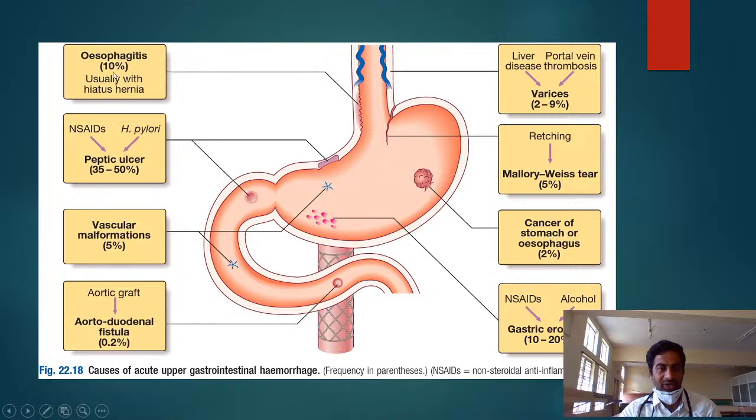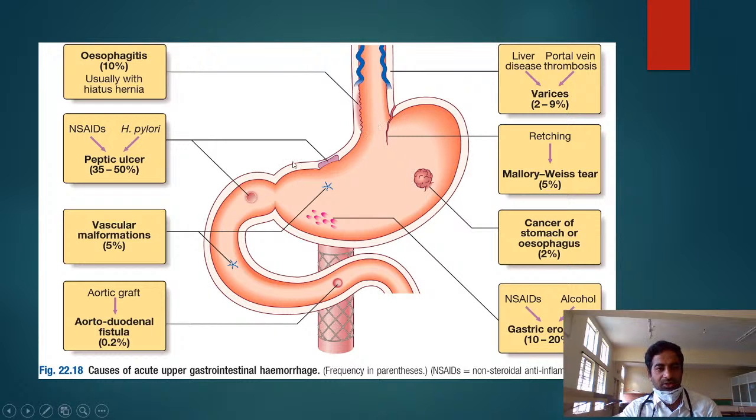And then you have esophagitis, which occurs in around 10% of the patients. Other causes include vascular malformations, aortoduodenal fistula, and Mallory-Weiss tear. Mallory-Weiss mainly occurs due to retching. When the patient has a complaint of retching, suddenly there is a tear. This presents as an acute emergency wherein the patient presents with a huge amount of blood loss. It's usually seen on the greater curvature. Here it's seen.